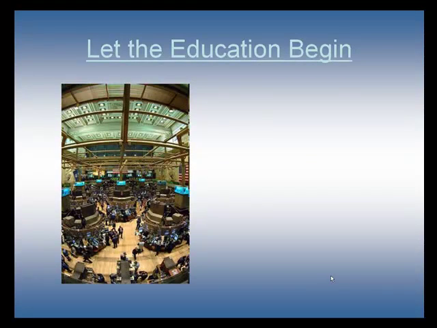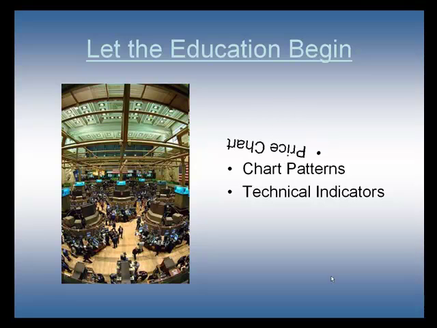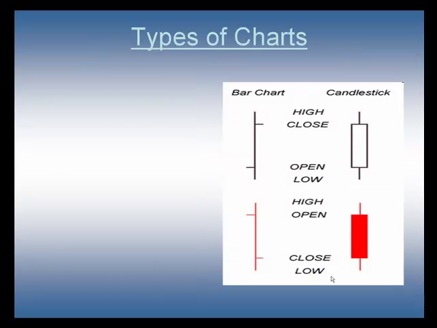And so to start off, we were talking about what are some things you need to be concerned about. Well, we've got to have a charting platform, and if you're going to have a charting platform, you've got to be able to read the charts, and then you've got to be able to utilize some technical indicators for confirmation. We focused on the price chart, and we're talking about charting platforms, and specifically the types of charts that you might use.